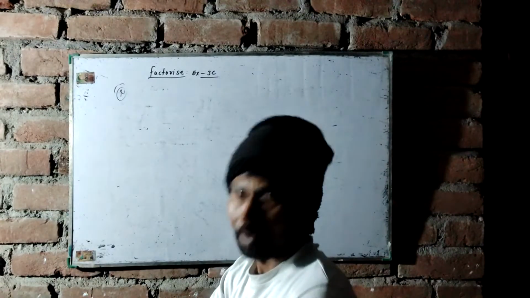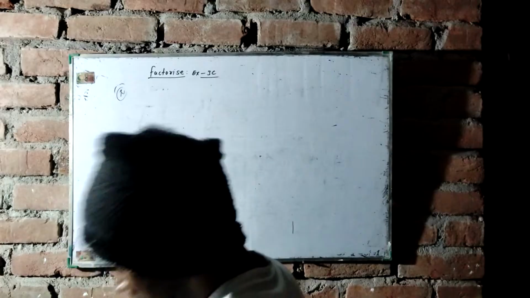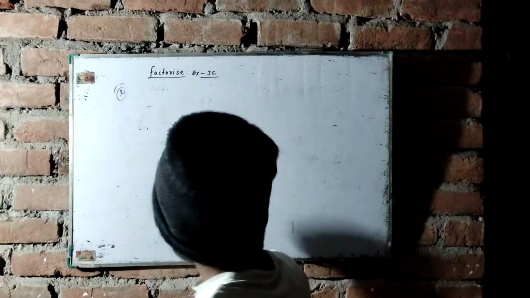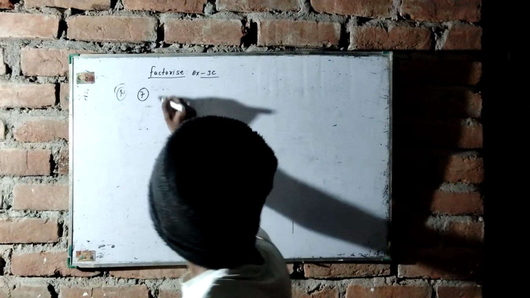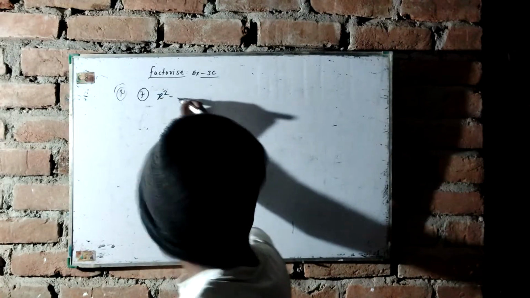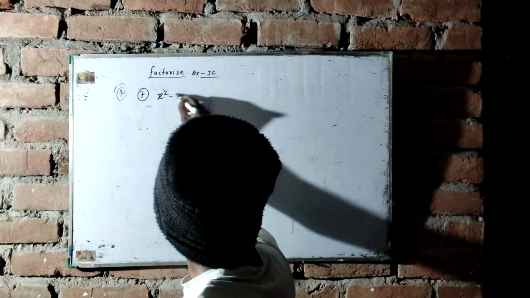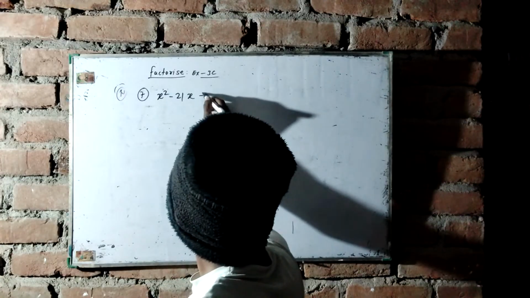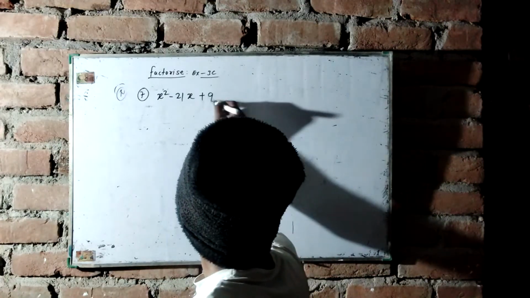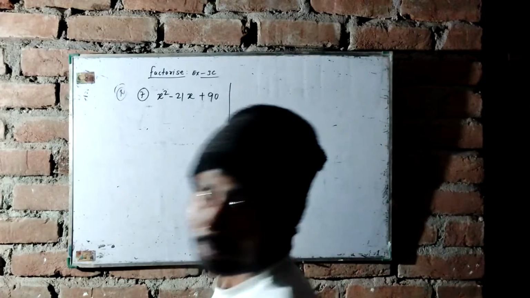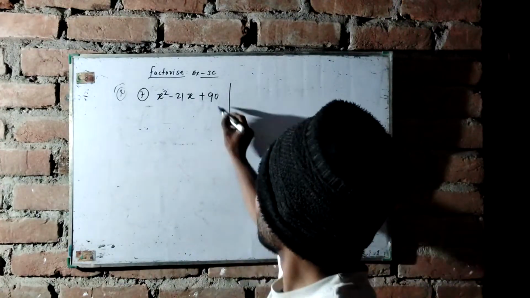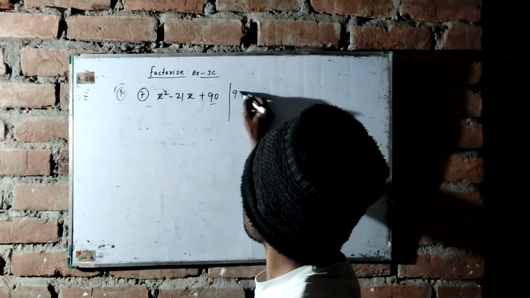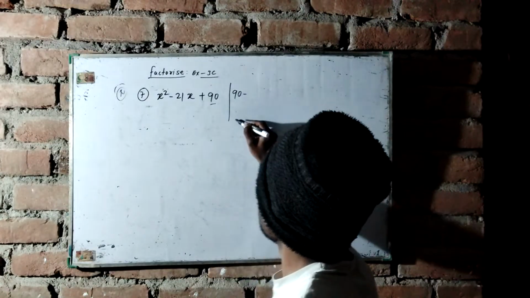Now have a look. Question number 7: x square minus 21x plus 90. First of all, we have to write all factors of 90. So we can write all factors of 90.